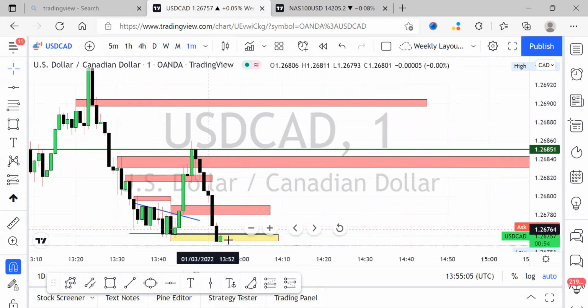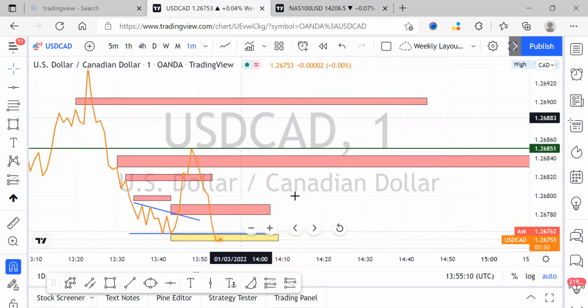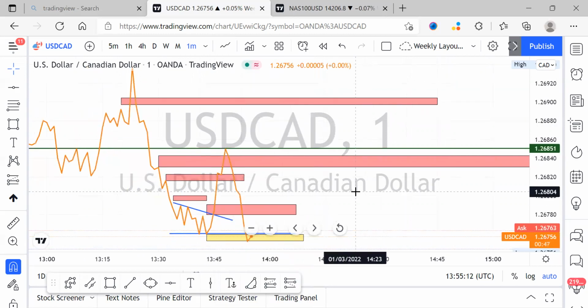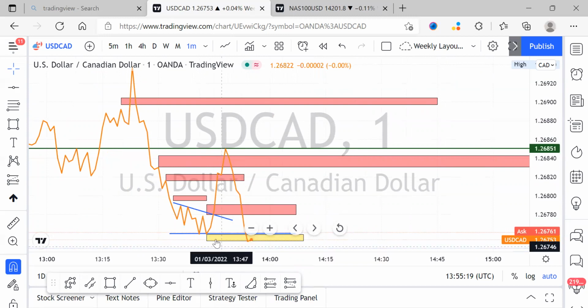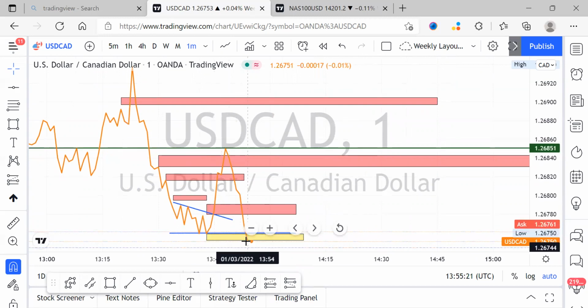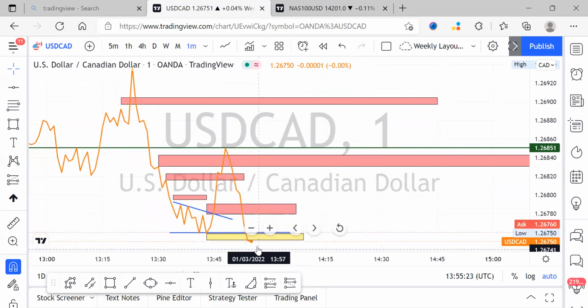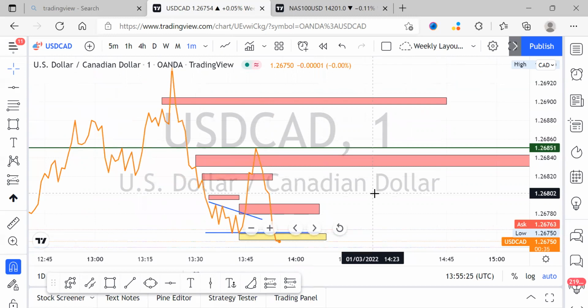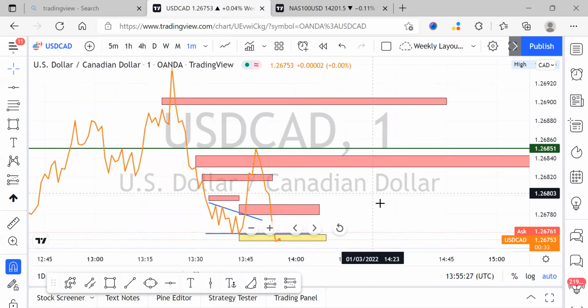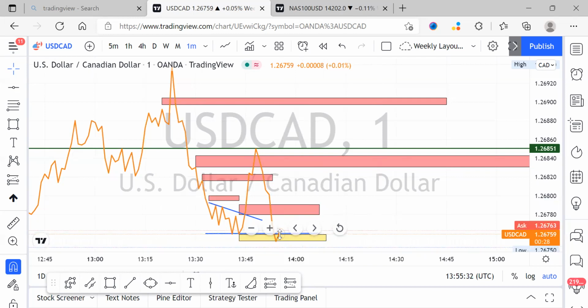So let's see. Is this going to be a continuation, or is it going to be a reversal from that zone? Okay, so the next candle is going to be absolutely vital. So it's gone below, took certain stop losses out. Okay, and now it should be continuing with the selling pressure. Okay, it is nowhere near that blue line. Okay, going there now. Okay, so a new candle has been formed.